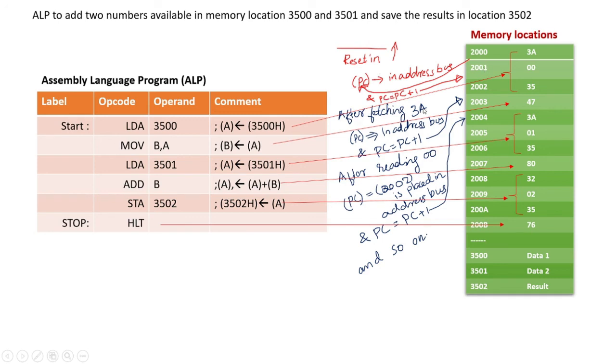After fetching 3A, what is the content of the PC now? That is 2001. That 2001 is placed on the address bus. At the same time, the PC will increment by 1, so the content of the PC becomes 2002. After reading 00, that is the LSB of the address, the content of the PC is again placed onto the address bus. So the address bus content becomes 2002 and the PC becomes PC plus 1. That means the PC becomes 2003. In this way, after fetching each byte, the PC is incremented so that at the end of execution of any instruction, the PC contains the address of the next instruction in memory.